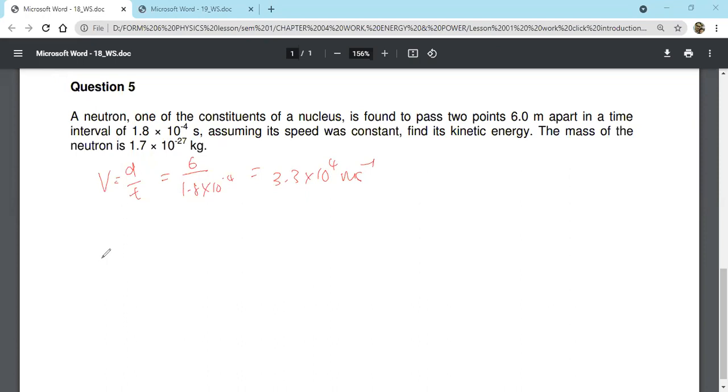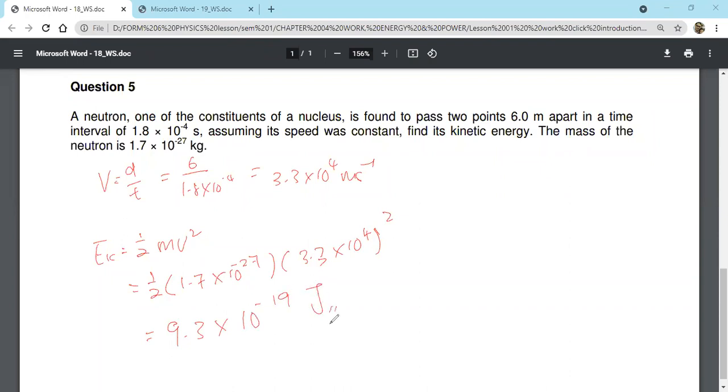And for kinetic energy, Ek equal to 1 over 2 mv squared, that means 1 over 2. The mass is 1.7 times 10⁻²⁷ kg, and the speed is 3.3 times 10⁻⁴ ms negative 1, squared. So we get that the kinetic energy will be equal to 9.3 times 10⁻¹⁹ joule. That's all.